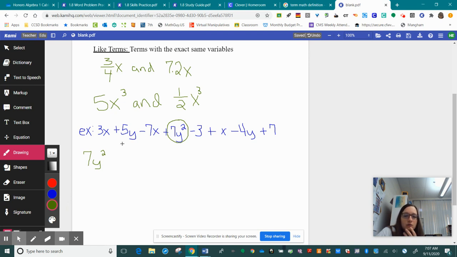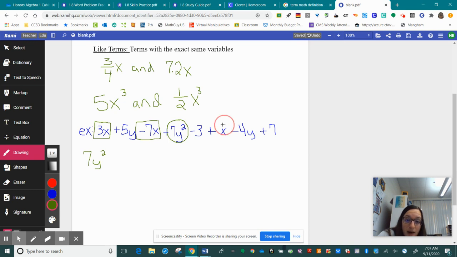Next alphabetical, we either have x's or y's. Well, x's go first, so I'm going to box those. I used a circle first time, so I'm going to box the x's. I'm going to be putting a 3x. Now be careful with your boxing. That is a negative 7x. You need to be able to see that negative. That negative has to go with it. It has to.